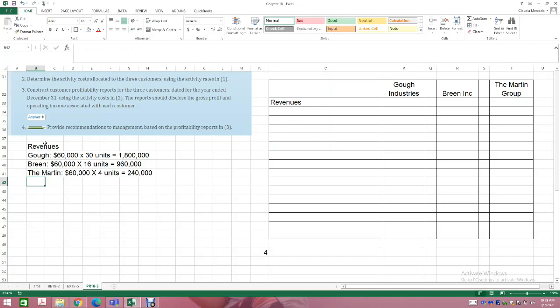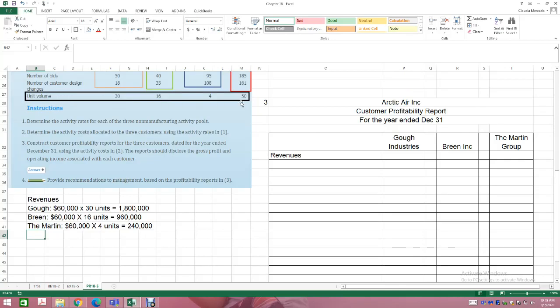So, to calculate your revenues, how much do you sell your product for? $60,000 times how many units did you sell? That was provided to you right there, the unit volume, and that will give you your revenues. So now that I've got that, I can just insert it over here. $1,800,000 for Go, for Bryn it was 960, and for the Martin Group, 240,000. Okay, there we go.